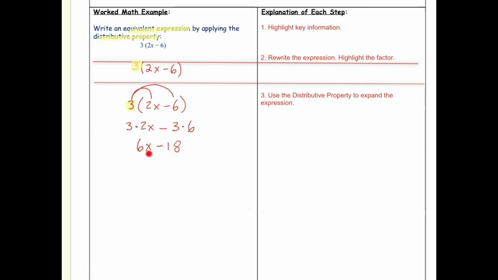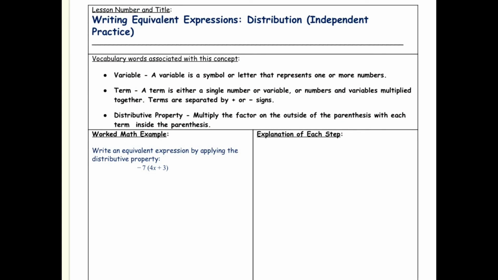Now you have the first term that has a variable, and the second term doesn't have a variable, so I cannot combine them. Now the only thing we need to do is box our answer. Now use your notes and also the video to do this independent practice.